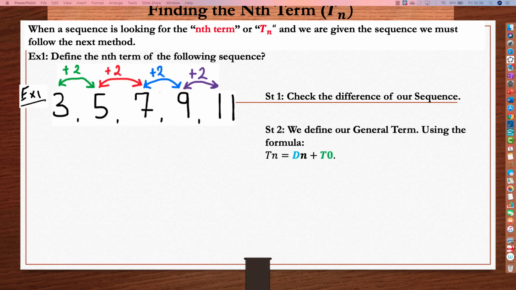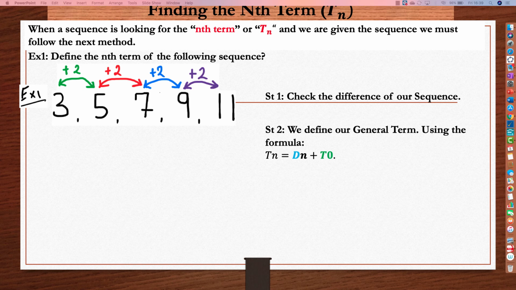we use the formula Tn is equal to Dn plus T0. So don't worry too much about taking out notes. They all go up in the app. Alright, it's all about getting you to do as much work here as possible, not wasting time taking out notes. So Tn is equal to Dn plus T0.